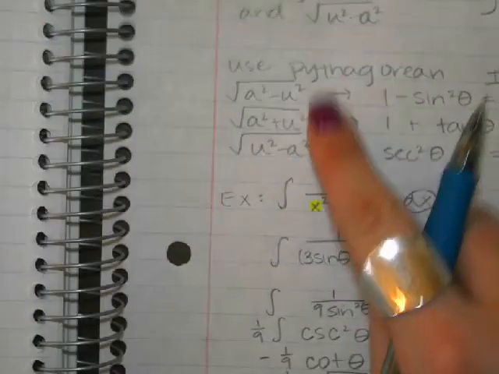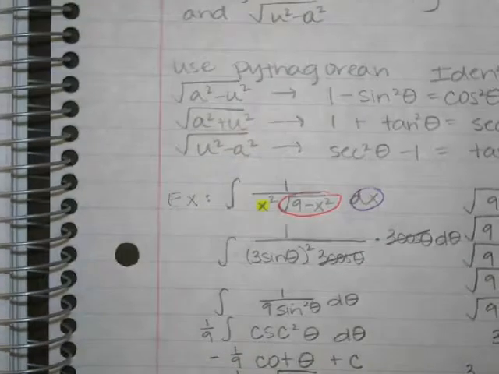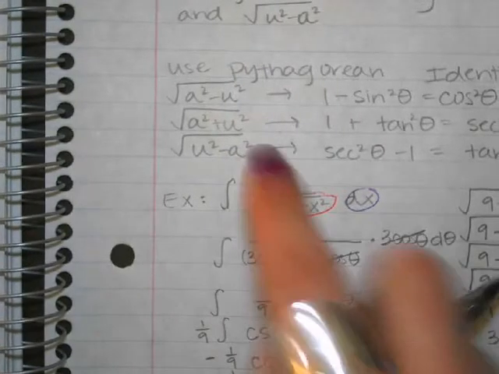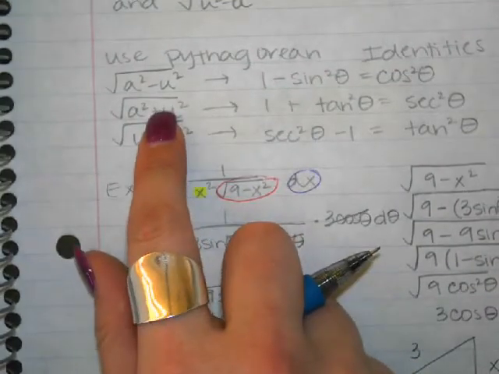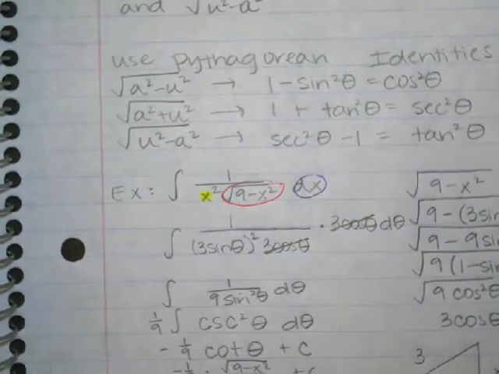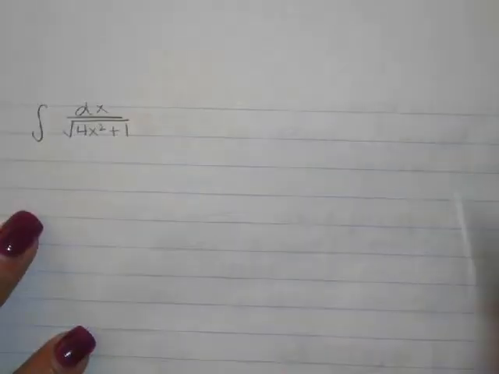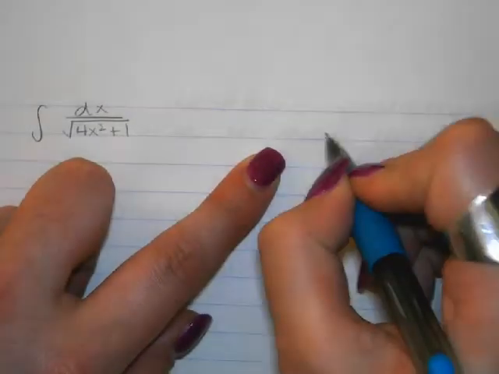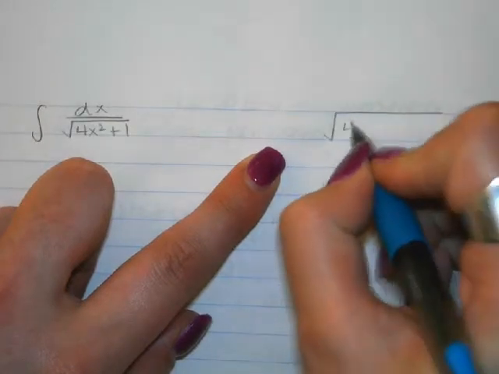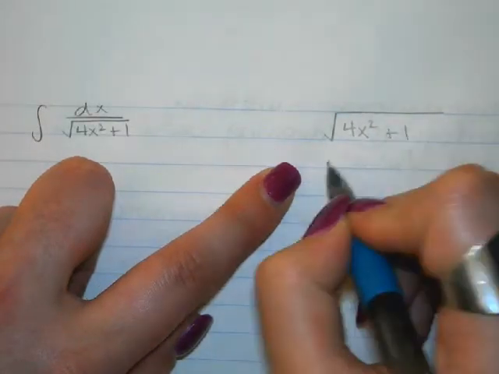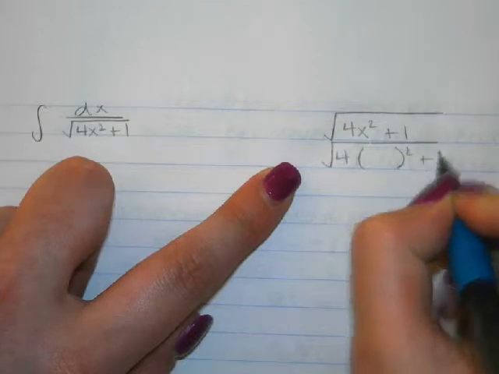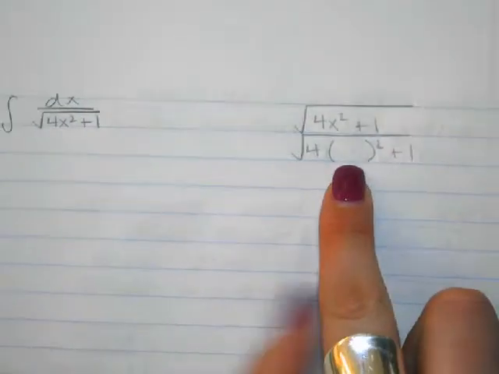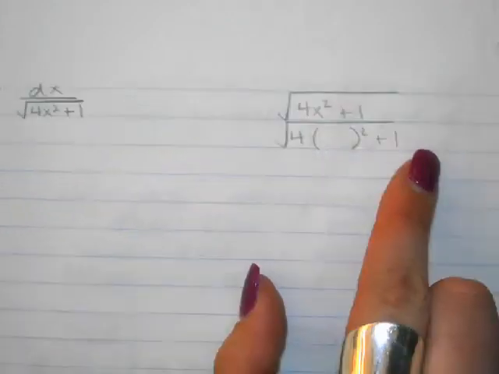So if we look at those 3 different things, which one does this one fit? The second one. So we're going to be doing 1 plus tan squared equals secant squared, or since we're doing the backwards version, we could say tan squared plus 1. Okay? So I'm going to say the square root of 4x squared plus 1, 4 times something squared plus 1, and I know that what I'm doing right here is I need this to be tan squared plus 1.